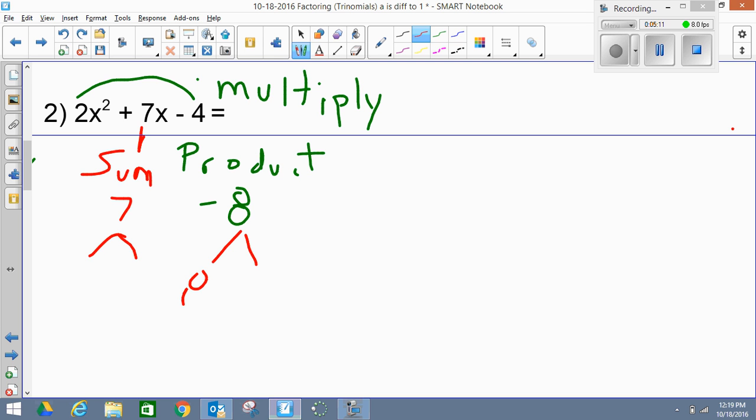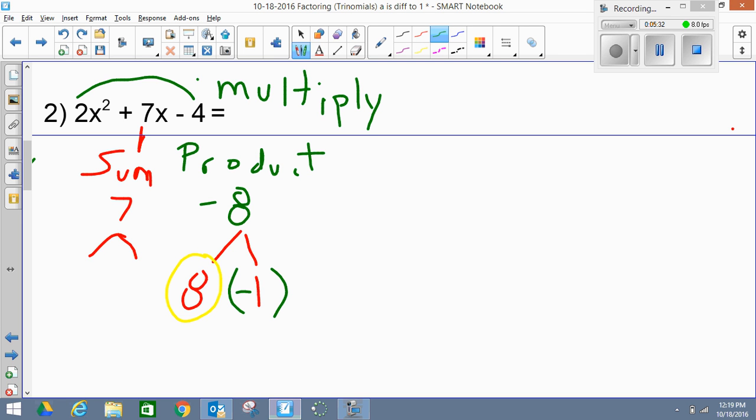Not too many choices. 8 and 1 is 8, but I need a negative. So I need a negative, therefore I check if my sum is positive or negative. In this case, it's positive. So my bigger number has to be positive and the 1 has to be negative. So those are my two values.